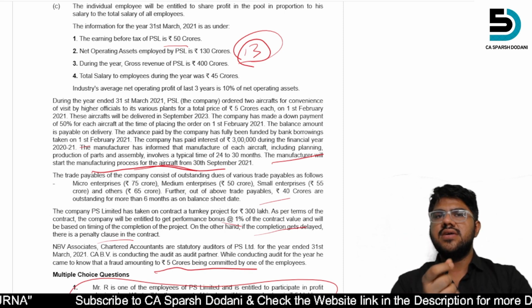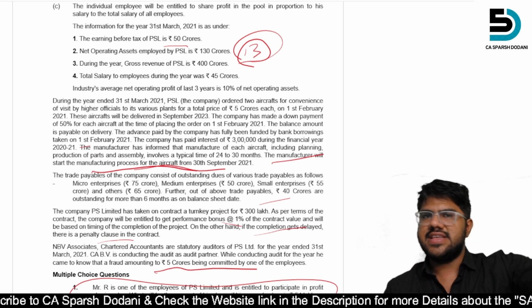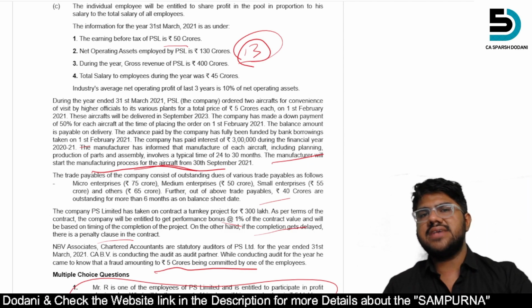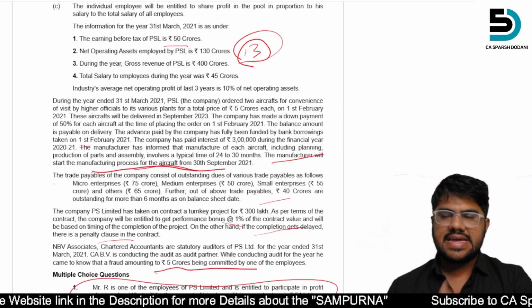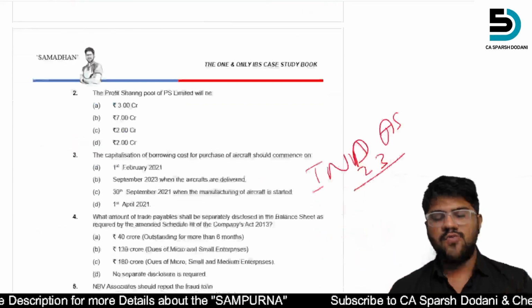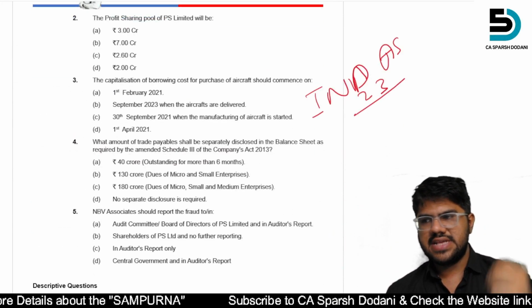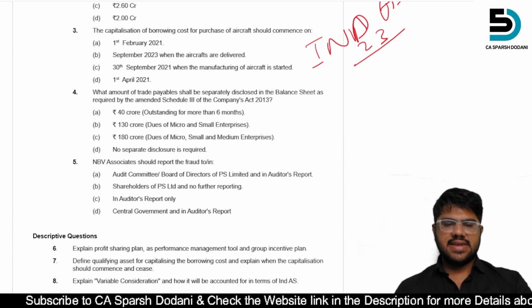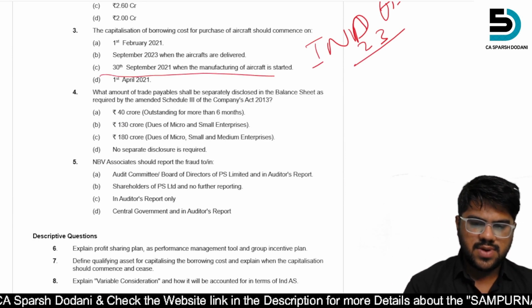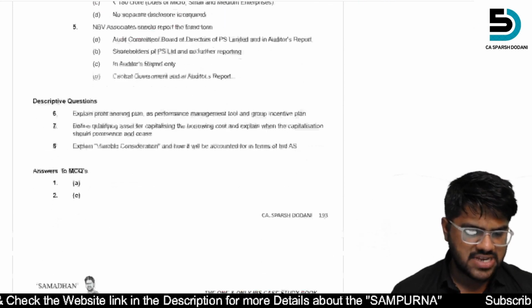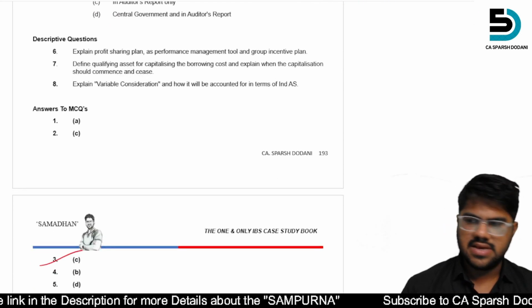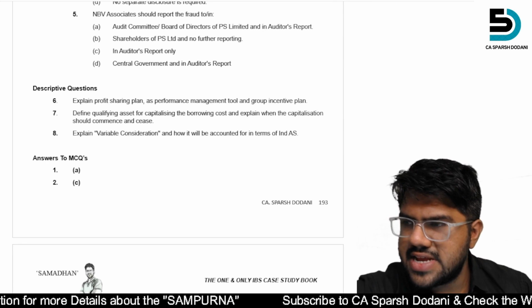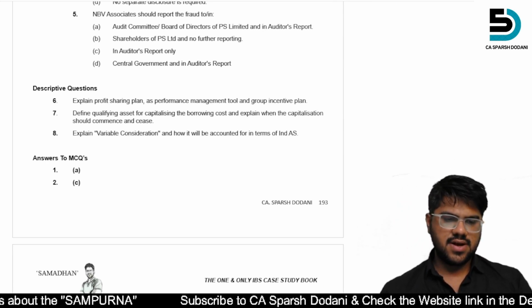The first two conditions were fulfilled in the 1st February case, but the last condition is fulfilled on 30th September 2021. So what shall be the date when such borrowing cost shall be included in the cost of asset? Is the date 30th September 2021, when the manufacturing is being started? So it is the date. Okay.